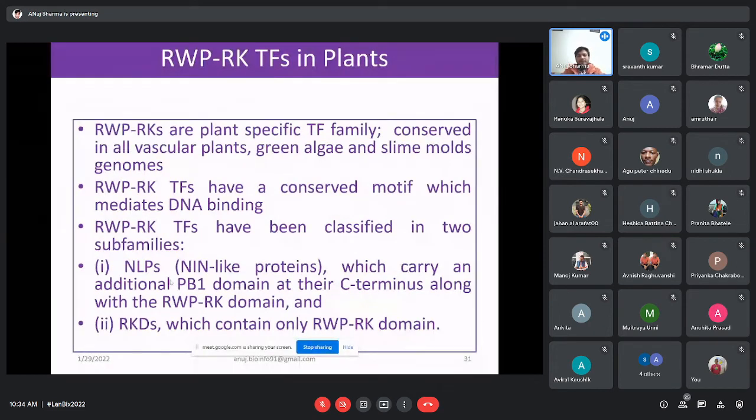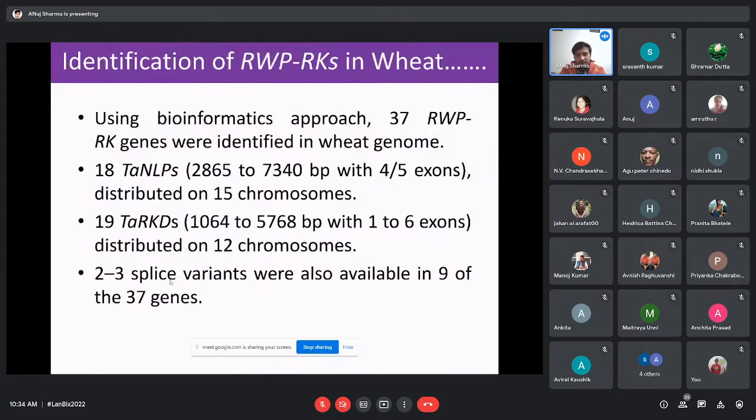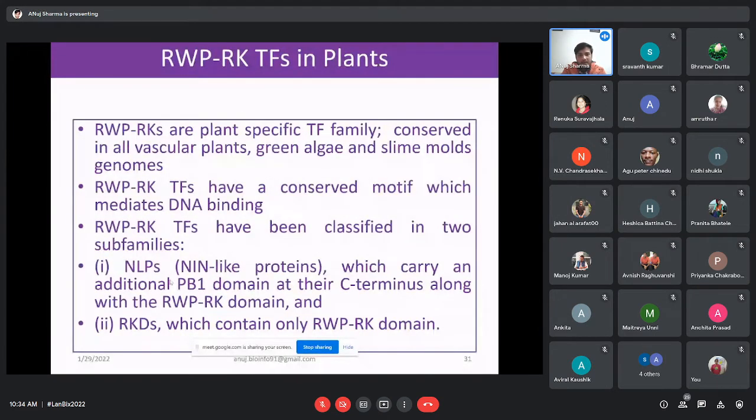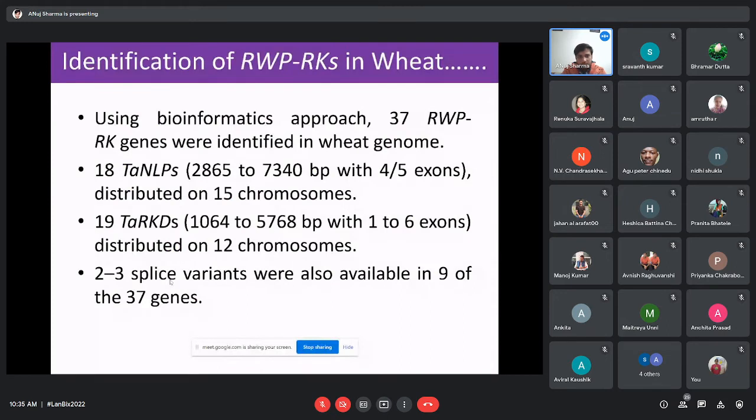In the second study, we worked on RWP-RK transcription factors in plants. These RWP-RK proteins are very important for nitrogen starvation response. They have a conserved motif within NLPs, that is NIN-like proteins, which have an additional PB1 domain, and RKDs, which contain only the RWP-RK domain. Using a bioinformatics approach, we identified 37 RWP-RK genes. Among them, 18 belong to NLPs, while 19 belong to RKDs.